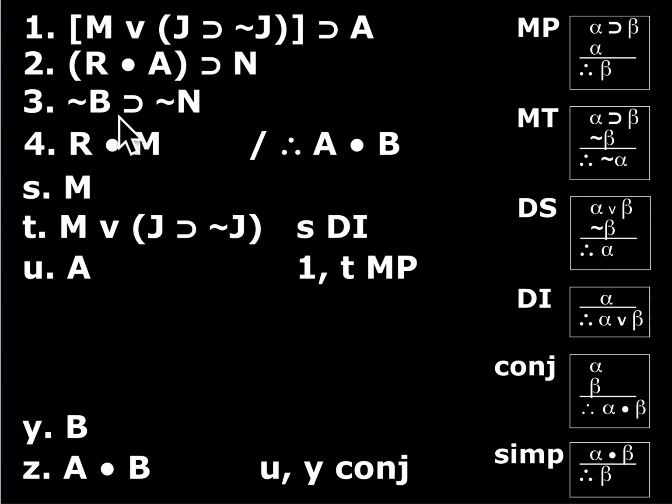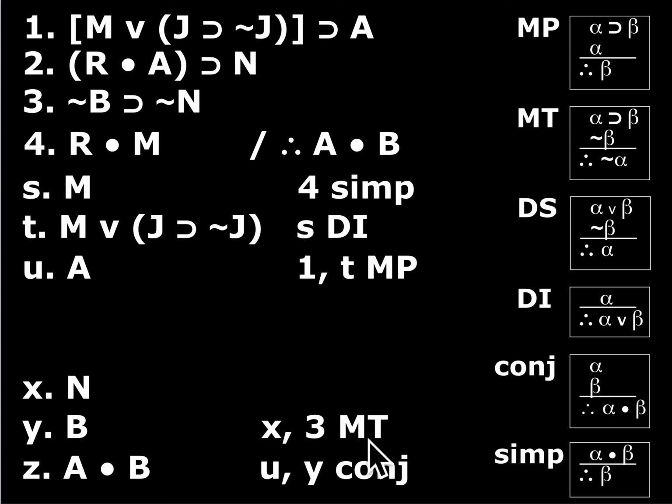Well, actually, first off, let me just write down what I came up with here. If I could get N, then I can do modus tollens on line x and 3. I have N, that's the negation of the consequent, so I can get the negation of the antecedent, B. Now, how might I get N? Well, if I can get this antecedent R and A, I can get N by modus ponens. So maybe I can get R and A and then just do modus ponens on this line w and line 2, R and A, to get N.